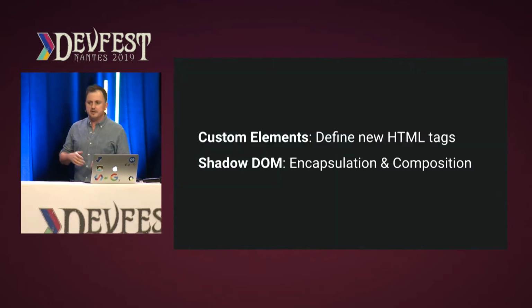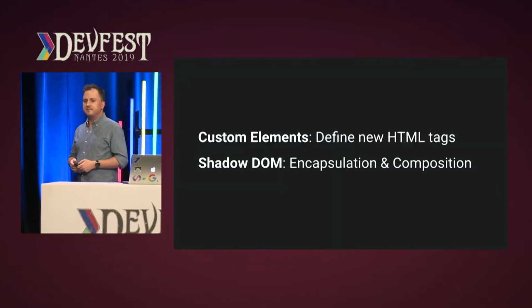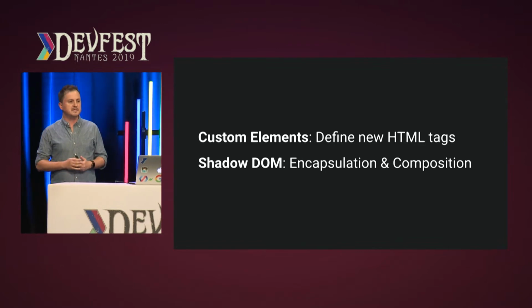There are a number of different features of the web platform that come together to form web components, but the two most important are custom elements and shadow DOM. Custom elements, briefly, let you define new HTML tags. The browser is no longer the sole arbiter of what tags actually do something on the web page. And then shadow DOM gives us DOM and style encapsulation, and it also gives us composition.